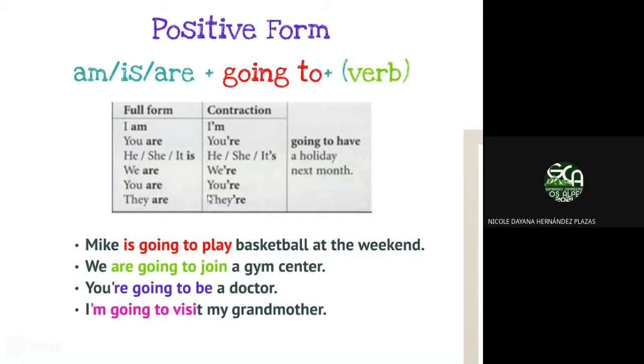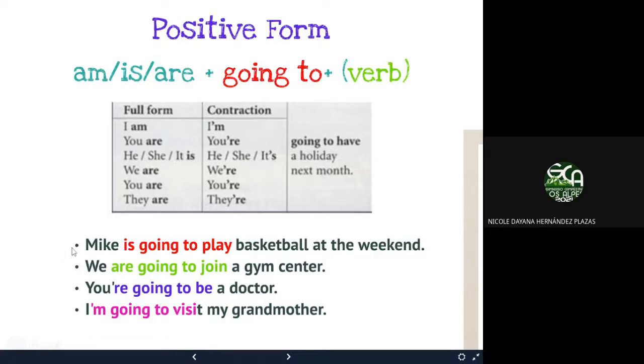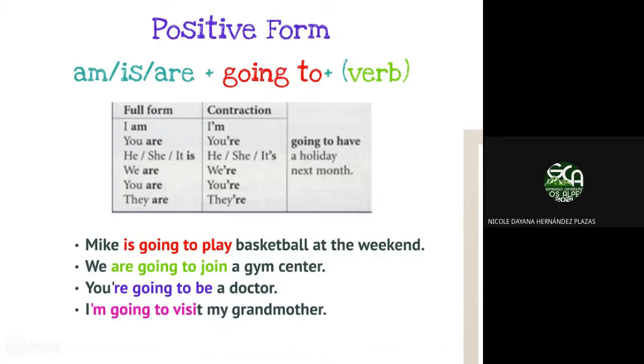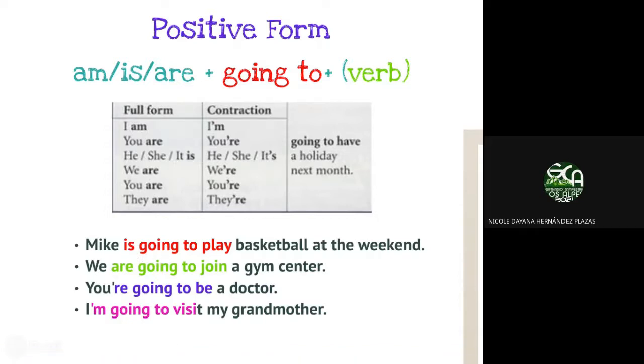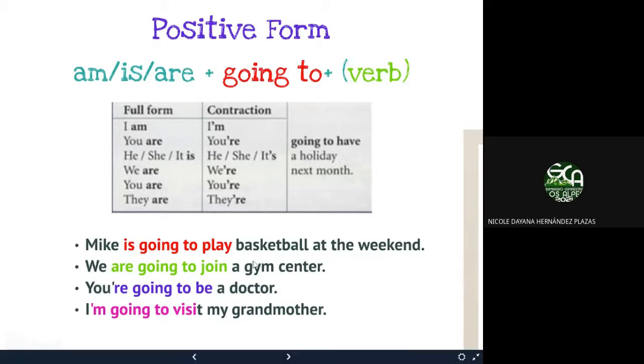So let's take a look to the examples. Camilo, can you please help me reading the first one? Mike is going to play basketball at the weekend. Si yo quiero decir esto mismo en forma contraída, ¿cómo lo digo? With contraction. Si lo quiero decir con contraction, ¿cómo queda? Mike's. That's it. Mike's going to play basketball at the weekend. Okay, Cami, continue. The next one.